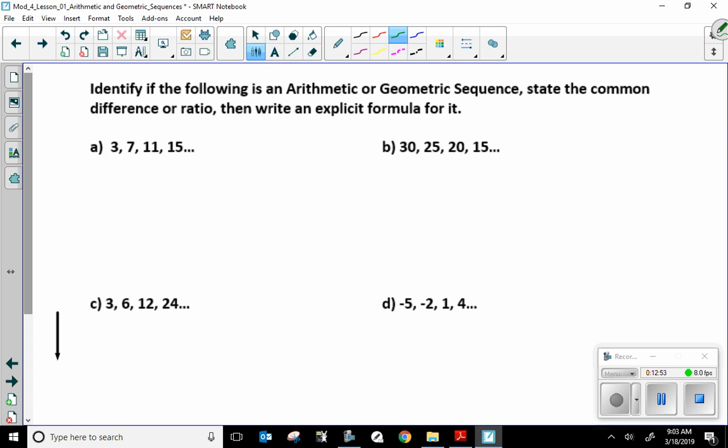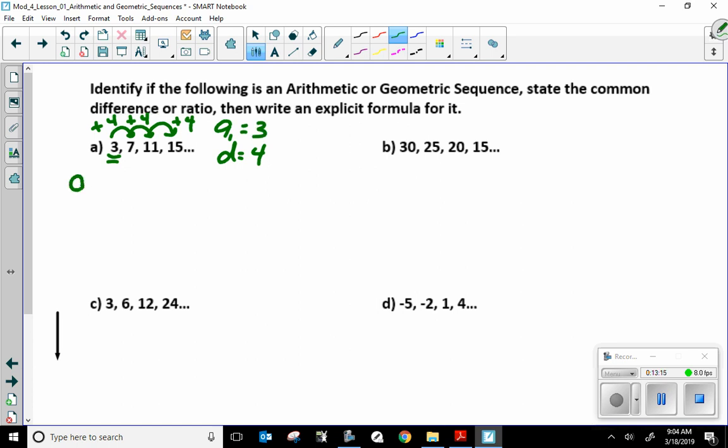First one, 3 to 7. So I add 4, okay? I add 4. So what about 7 to 11? Guess what? I still add 4. And then 11 to 15, I still add 4. Okay? So my common difference is 4. My first term is 3.